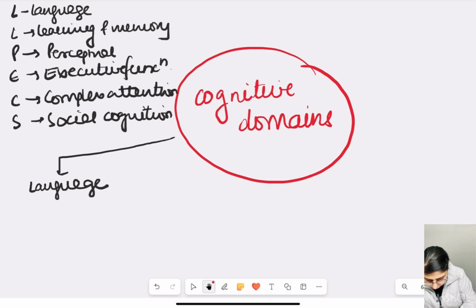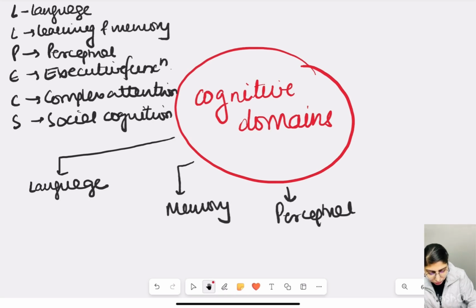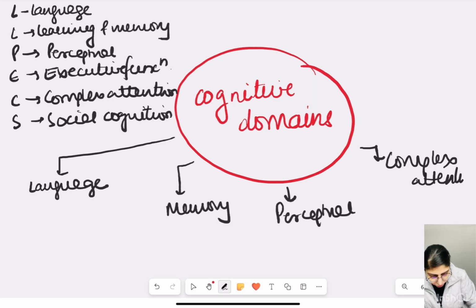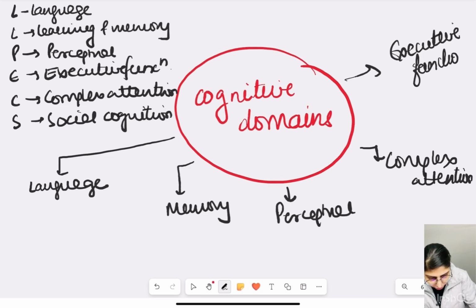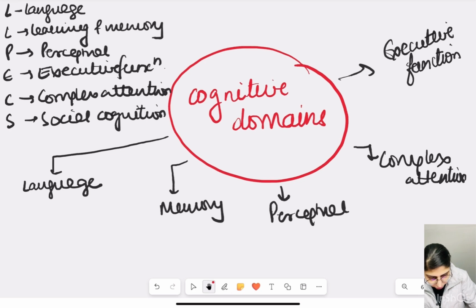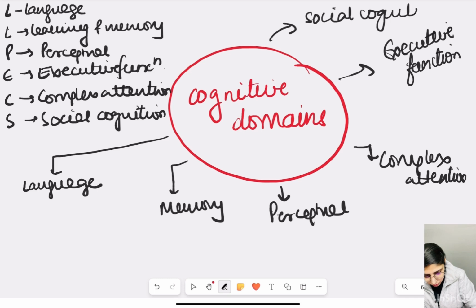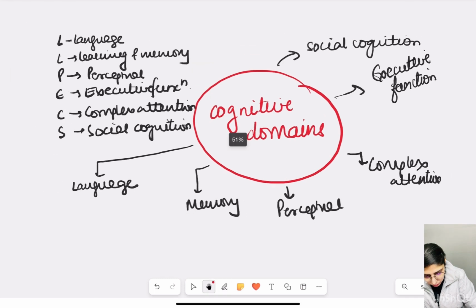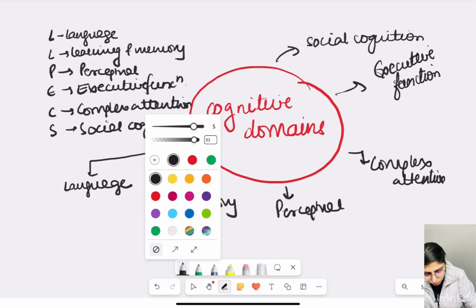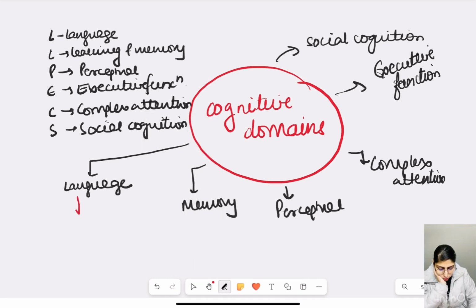Language, learning and memory, perceptual, complex attention, executive function, social cognition, right?